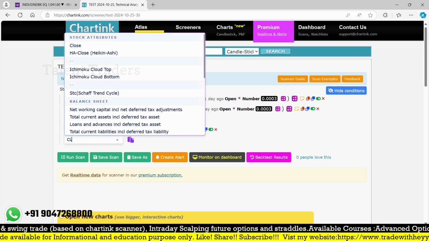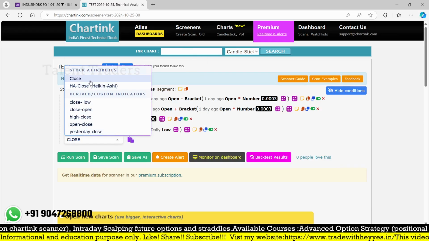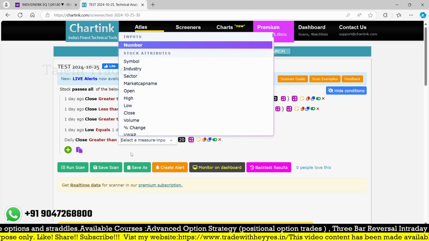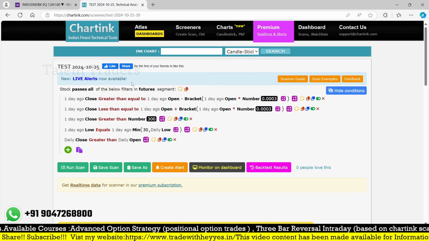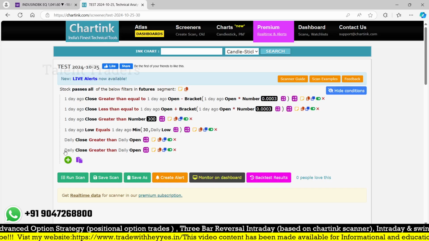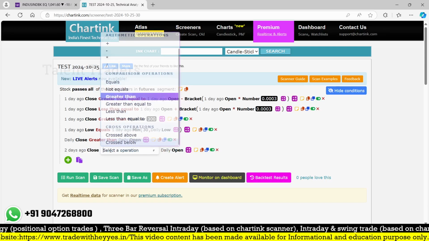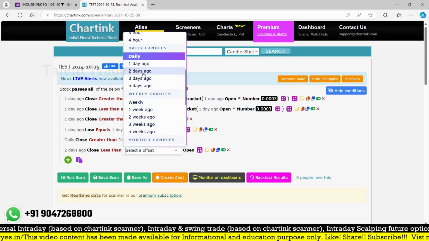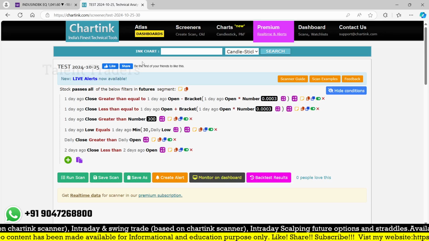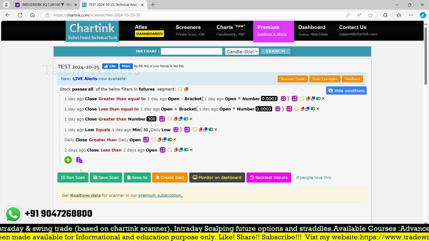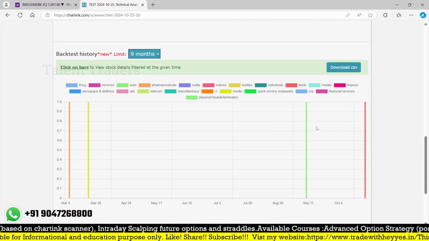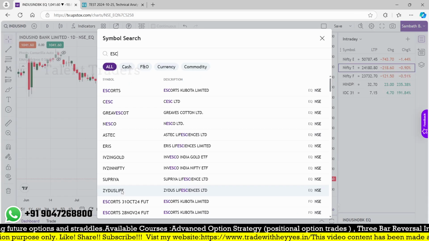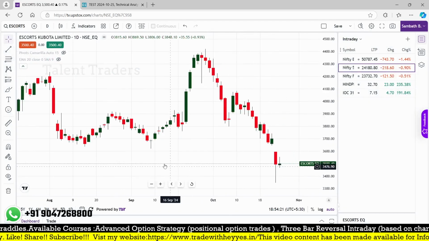Today's close greater than today's open. Same, we are adding a few more conditions. 2 days ago close less than 2 days ago open. That means 2 days back it is a red candle, the middle day is a doji candle, and the next day is a bullish candle. Maybe we will get very few stocks, and if you find this, September 10, Escorts. So like this we can add some more conditions here.